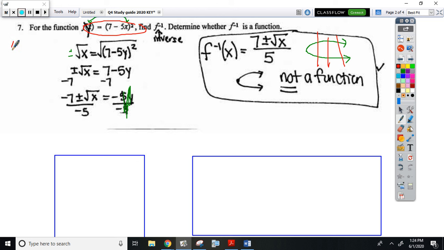The original function was a quadratic, which would just make a regular parabola. If you use the horizontal line test, it would fail that, meaning that the inverse is not a function.